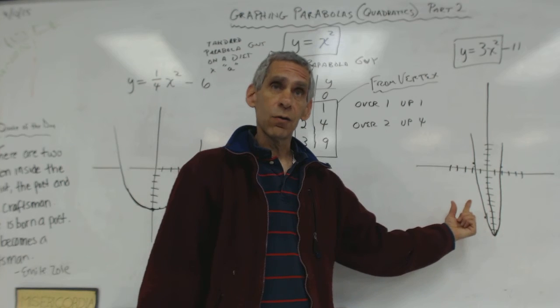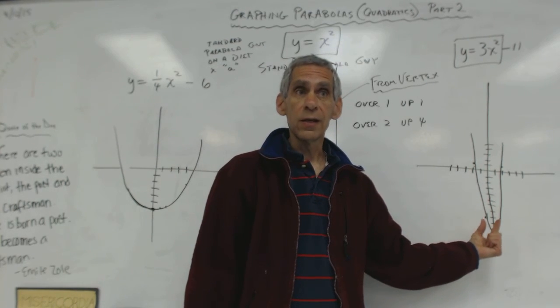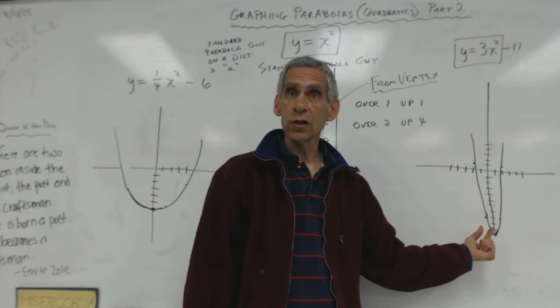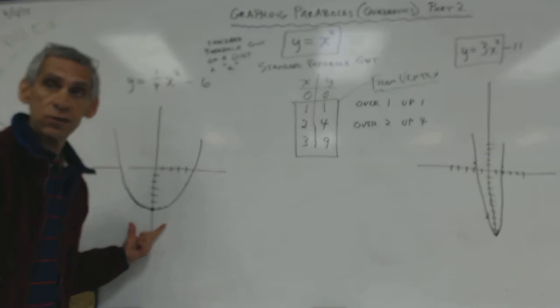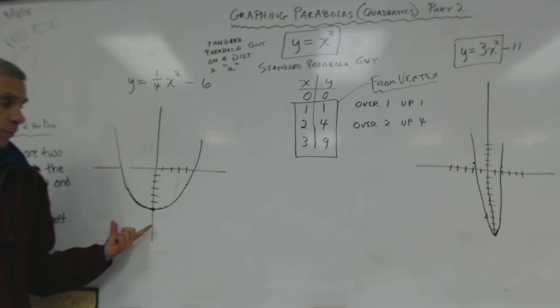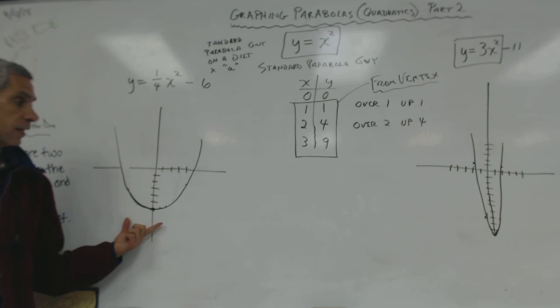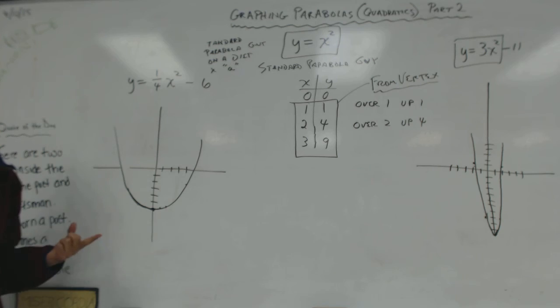But it is true though. As A gets bigger, the parabola gets narrower and narrower. And the narrower it gets, the more it's going to look like a straight line, more like a V. The fatter it gets, it's going to look very clearly like a parabola. Unless the A is so tiny that it starts to look like a horizontal straight line, which is possible.